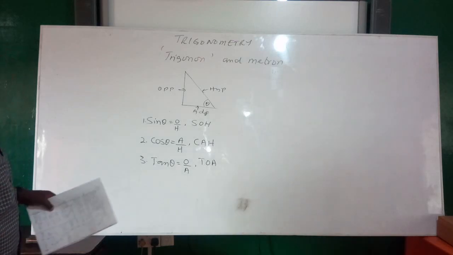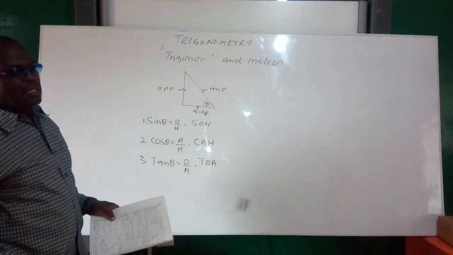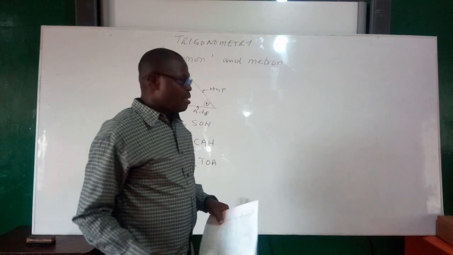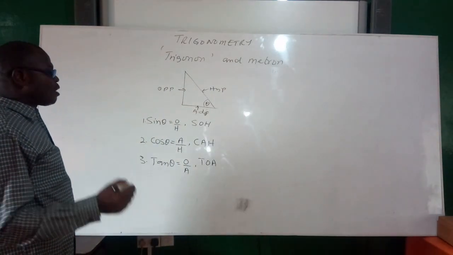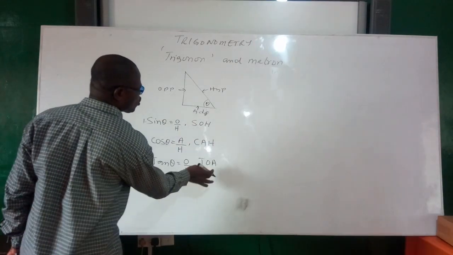Now, the best way we can memorize this, or let's joke with it: we say that the trig ratios form an acronym which is popularly called SOHCAHTOA.